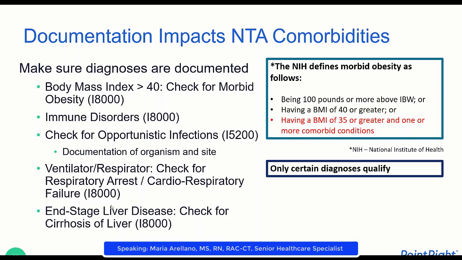Immune disorders are commonly overlooked. Check for opportunistic infections, and in that, make sure you have the organism and the site documented. If somebody's on a ventilator or respirator, check for diagnoses of respiratory arrest or cardiorespiratory failure. And then end-stage liver disease: go back and see if there's any evidence of cirrhosis of the liver. But it's important to really look at these and know which diagnoses qualify.